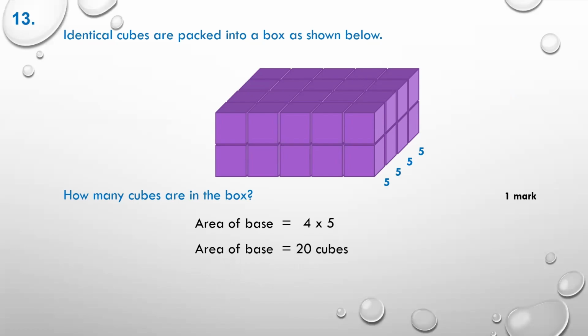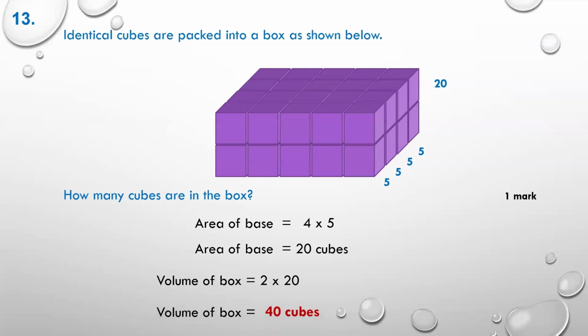And we have 20 cubes on the bottom layer, and we have 20 on the next layer. So the volume of the box will be how many cubes we have in all. A 20 and another 20. So that's 2 20s. So the volume of the box is 40 cubes.